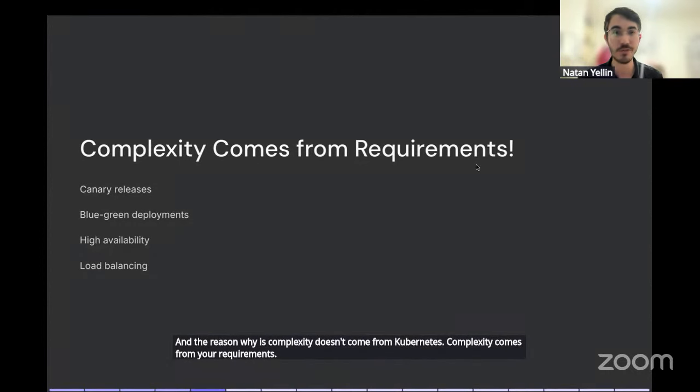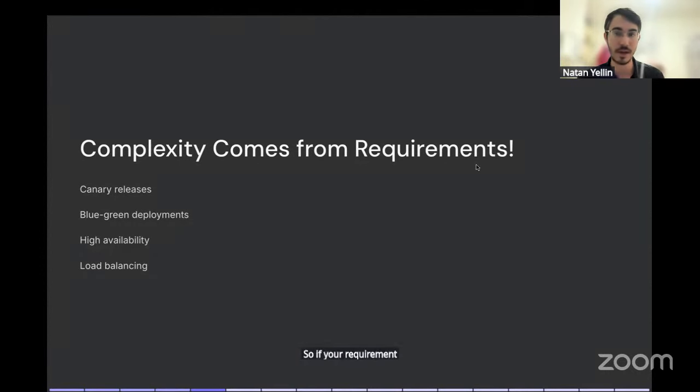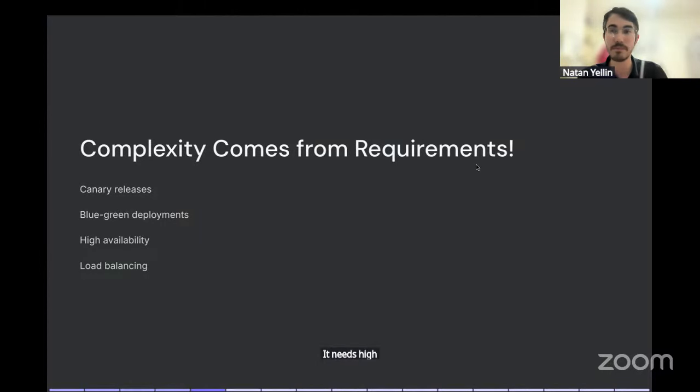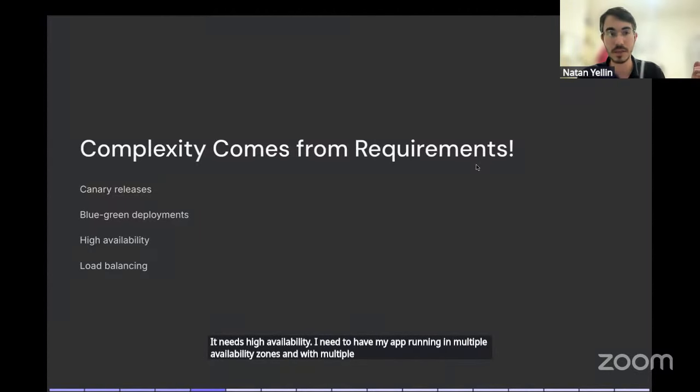So if your requirement is we have Java applications, we deploy those applications to production, sorry, forget Kubernetes. And we do releases on a weekly basis of all these applications, and we want to reduce the risk that we're going to roll out a bad version, so we do canary releases or blue-green deployments. And our app is mission critical to our business, so it needs high availability. I need to have my app running in multiple availability zones and with multiple replicas. And I need load balancing.